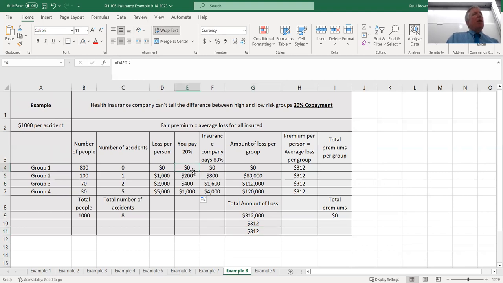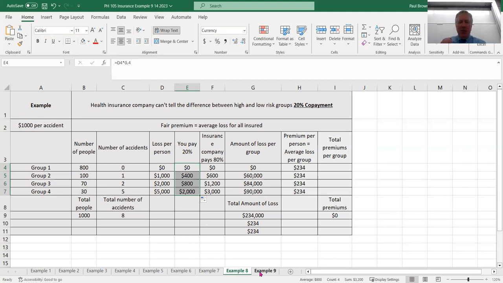So if the copayment goes up, do the premiums go down or up? The premiums go down. So if we do a 40% copayment, now the premiums go down from 312 to 234, which makes sense because when you pay a higher percent, the insurance company pays less. If the copayment was 100%, how much would your premium be? Zero, right? Because they're not paying anything. You're paying everything.